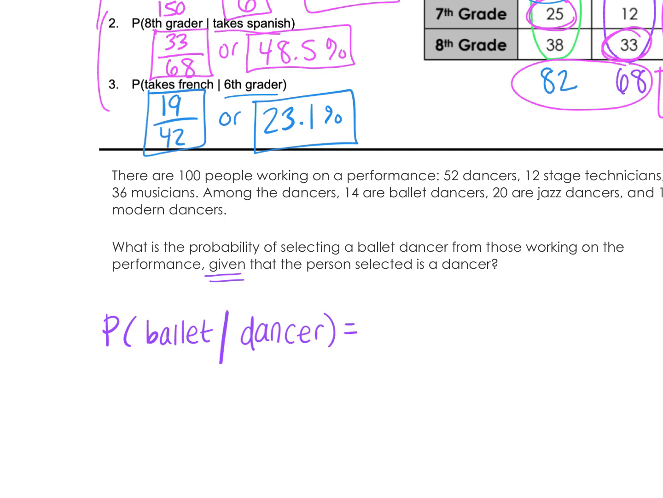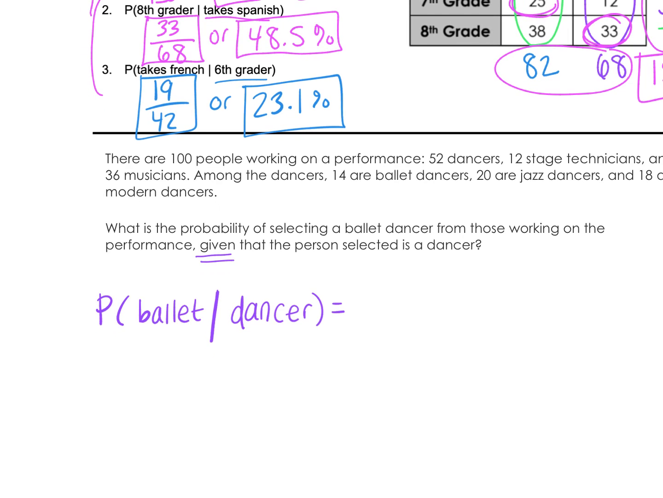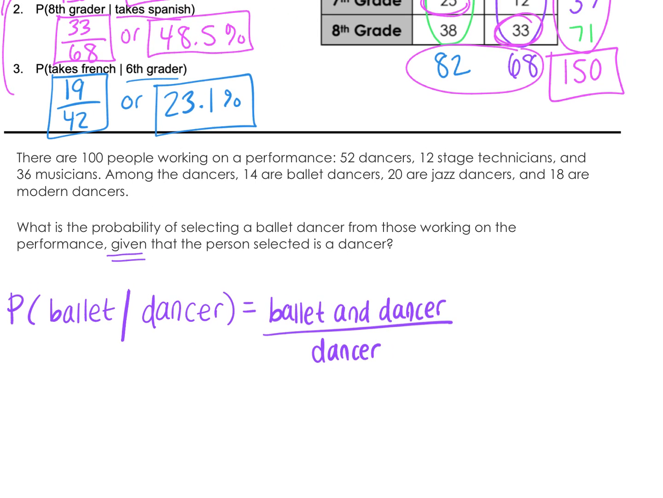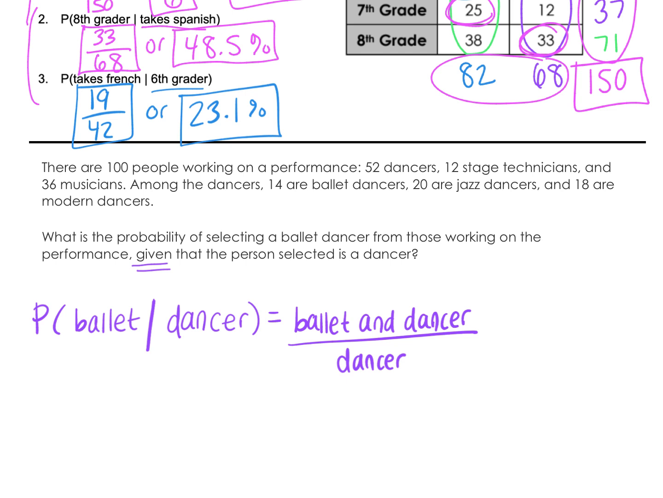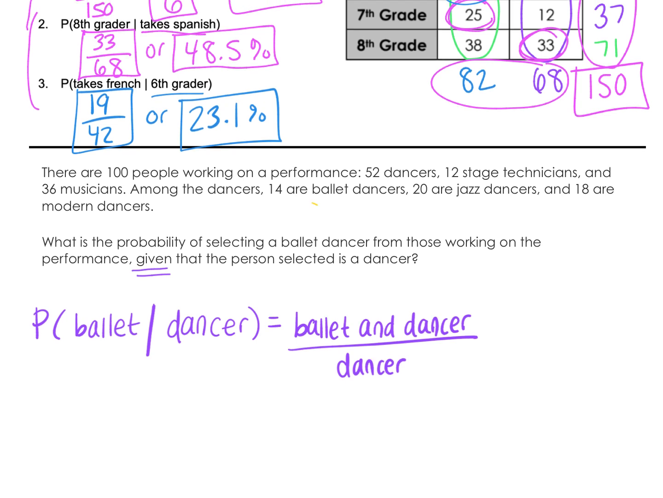In that formula, we're finding the probability of ballet and dancer, out of the probability of a dancer in general. So for ballet and dancer, up here, there are 14 ballet dancers. So that top number is going to be 14. So 14 is going to go on the top.